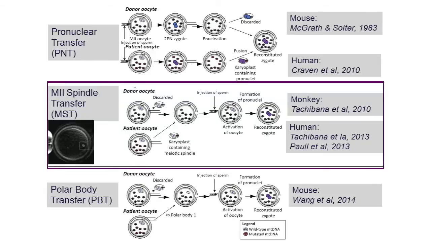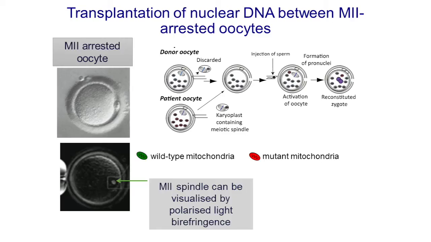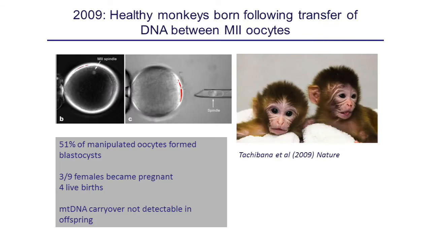So next, I'm going to talk about the other option on the table. That's metaphase 2 spindle transfer, and that's predominantly the work of these two groups in the US. As we mentioned, this metaphase 2 spindle can be visualized by using polarized light, and then it can be removed and transplanted. So in 2009, we had a publication in Nature from a group in Oregon where they got live monkeys following spindle transfer in monkey oocytes. These live monkeys are now 6 years old and they appear to be normal.